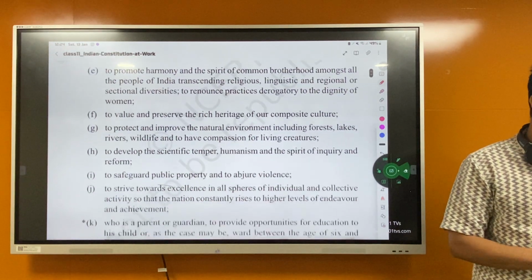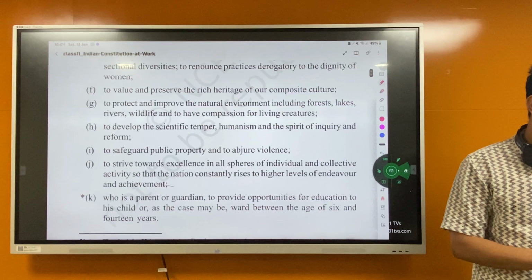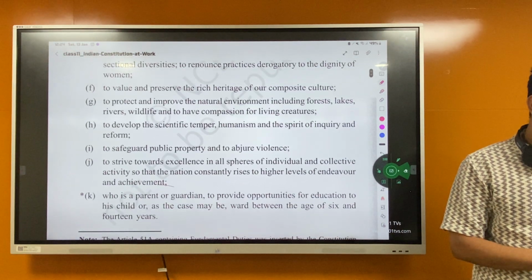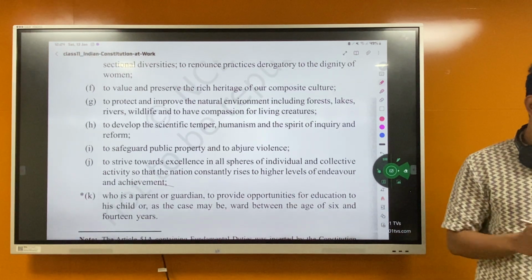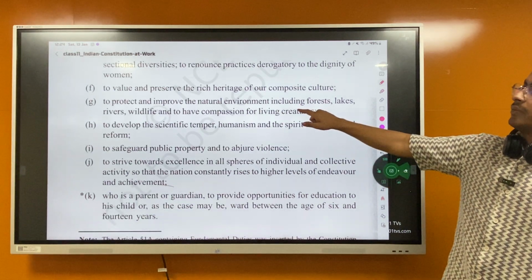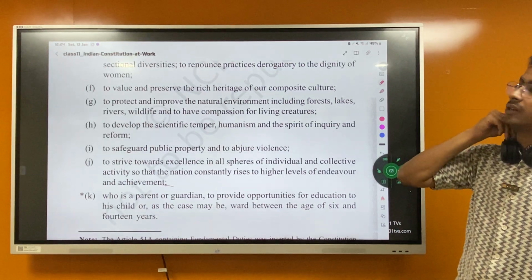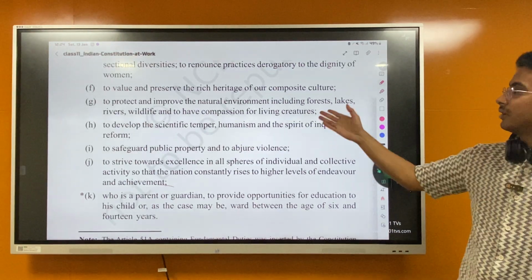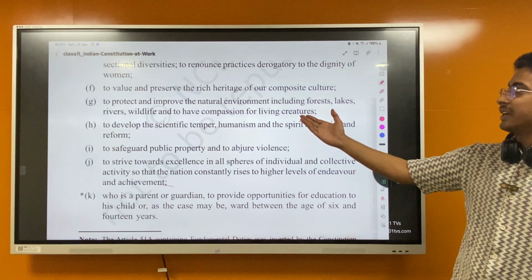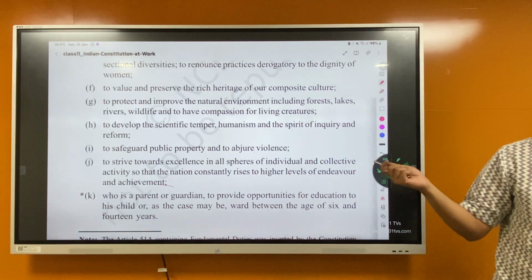Next. To value and preserve the rich heritage of our composite culture. To protect and improve the natural environment, including forests, lakes, rivers, wildlife, and to have compassion for living creatures. This will be read in DPSP again. Remember this, okay? Does fundamental duty talk about environment protection? It does, even lakes, rivers, wildlife, and compassion for living creatures. So fundamental duty talks about all these things.